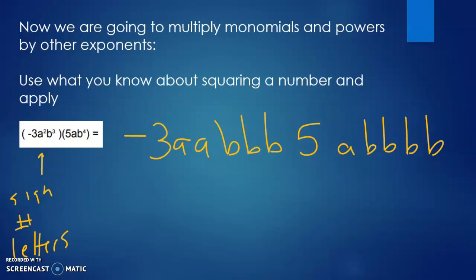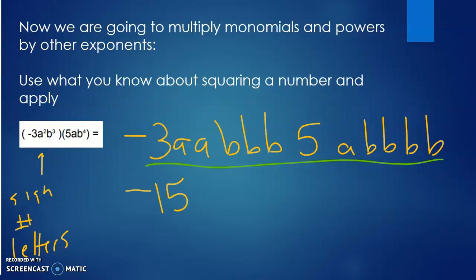In all of this line, there is only one negative, which means it's a negative times a positive, so that whole thing is going to stay negative. Then I'm going to multiply 3 times 5, just like normal multiplication, and I'm going to put 15. I'm going to physically count the a's that are present. There's 1, there's 2, there's 3. Therefore, it is a to the third.